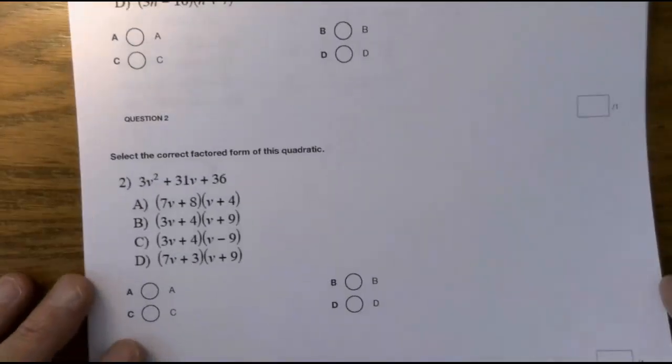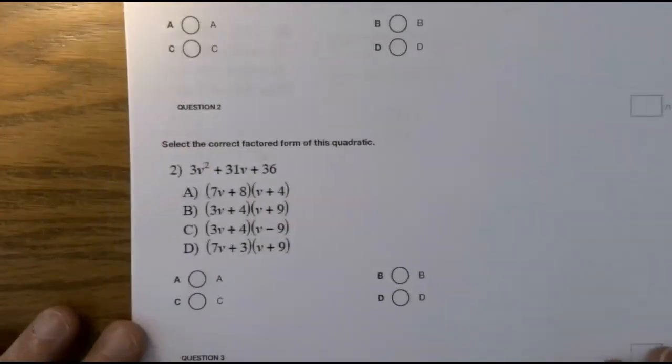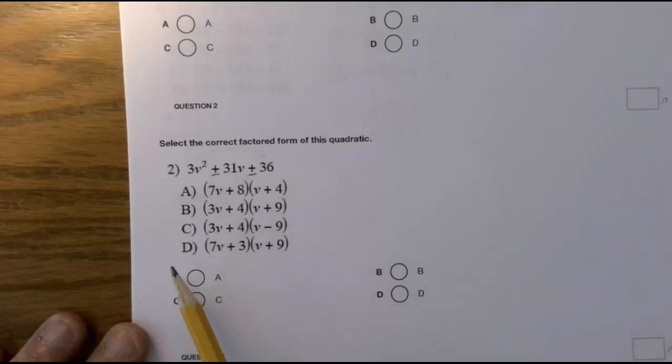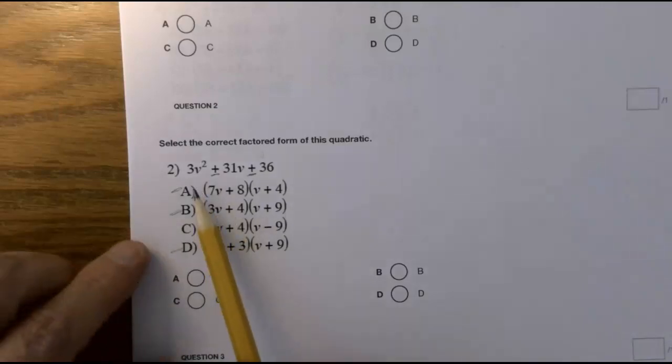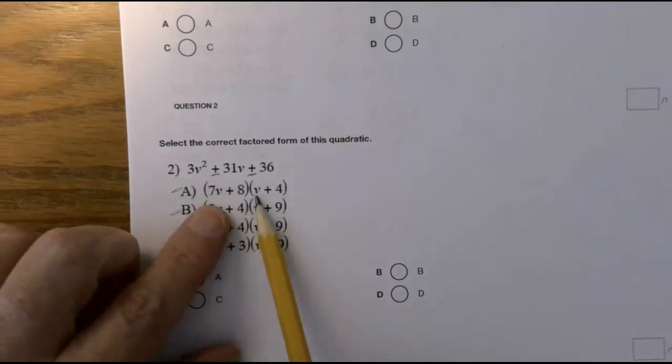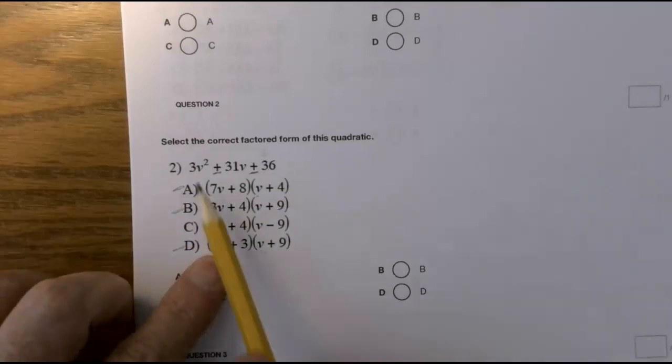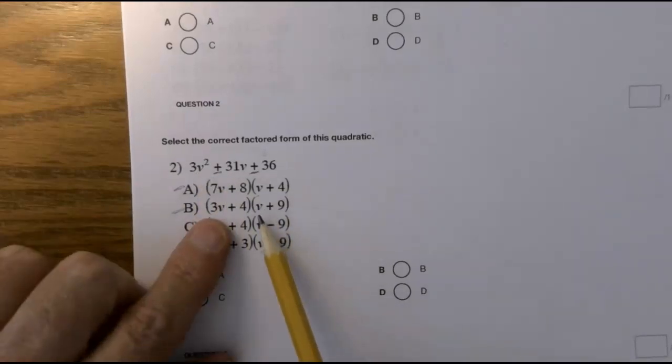All right, number 2. Guys, number 2, you don't have to do too much here. The signs are the same. They're both plus. So it's either A or B. Oops, or D. I guess those are plus. Look at the first one, guys. 7 times V, that's not 3. And look at the last one. 7 times V, that's not 3. It's got to be this one, guys.